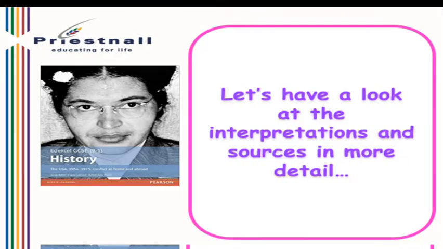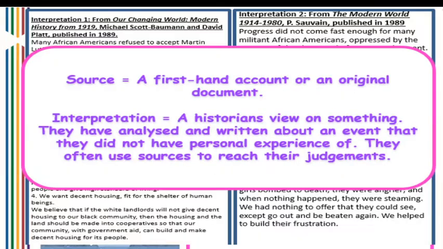So let's have a look at the interpretations and sources in more detail. So we should be familiar with these interpretations because we already used these ones in the last question, but we're now going to have a look at the sources which we didn't look at properly last time. So just to recap, so that you remember, a source is a first-hand account or an original historical document, whereas an interpretation is a historian's view on something. They have analysed and written about an event that they did not have personal experience of, and they often use sources to reach their judgment.